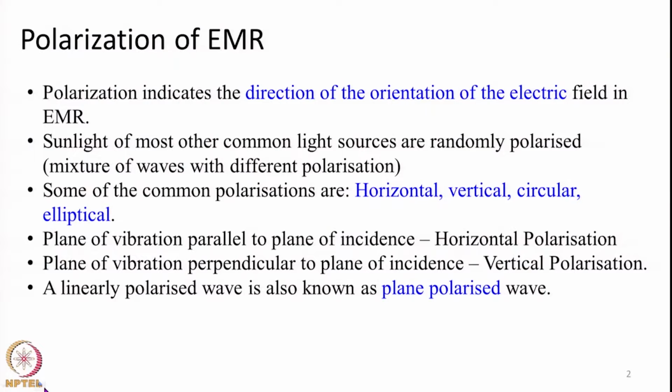The first property of EMR that we are going to study is known as polarization. When I introduced you to electromagnetic radiation, we came to know that EMR consists of two components, electric field and magnetic field. We also studied that the two fields will be perpendicular to each other and also to the direction of motion. But even if we consider these two components perpendicular to each other, in a 3-dimensional space they can take any orientation. The electric field can be vertical, can be horizontal, or can be continuously changing its orientation and so on.